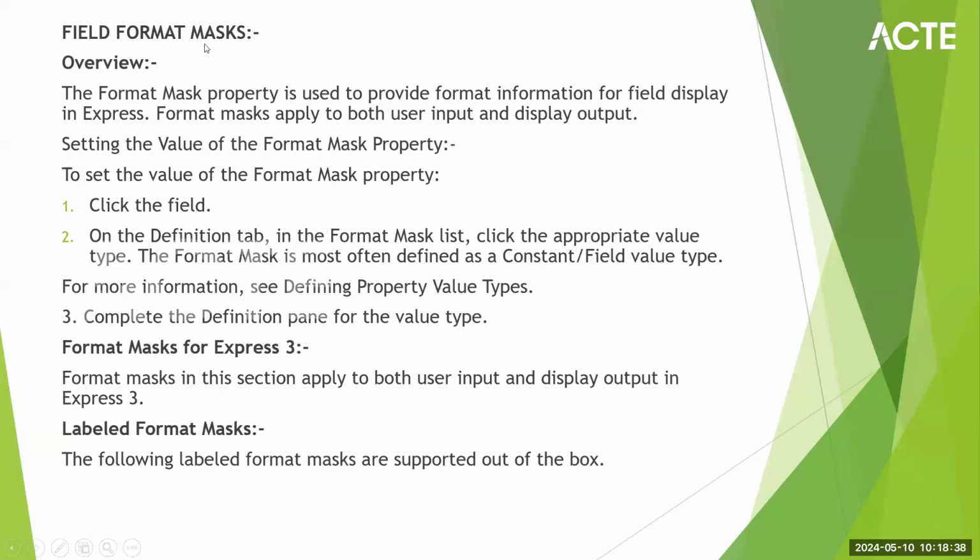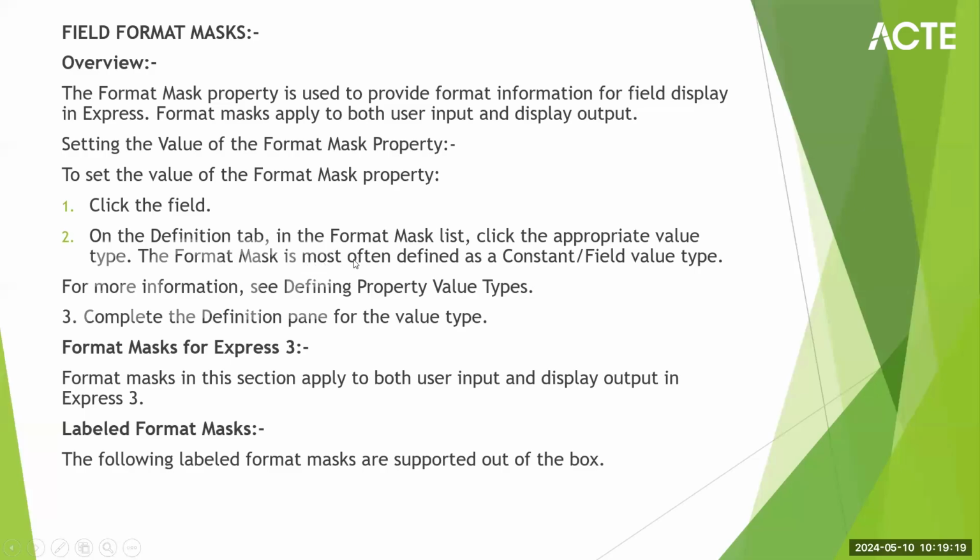Field format mask: this is one of the properties for fields. The format mask property is used to provide format information for field display in Express. Format mask applies to both user input and display output. Click the field on the definition tab, click the format mask list, and click the appropriate value type, like if you want that particular field to be displayed with only commas, or with a dollar sign, or with dollar and commas. Those formats will all be available in the drop down.